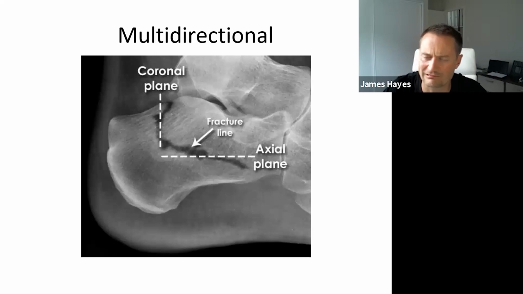Okay, multi-directional. So this is the thing. So the axial plane, the coronal plane. This is sometimes called a lover's fracture, and orthopedic surgeons like to name things in a slightly quirky way. And the reason they call this a lover's fracture is because this type of fracture is usually gained from jumping out of a second floor window. Okay, so I'm not joking. This is how it got its name.